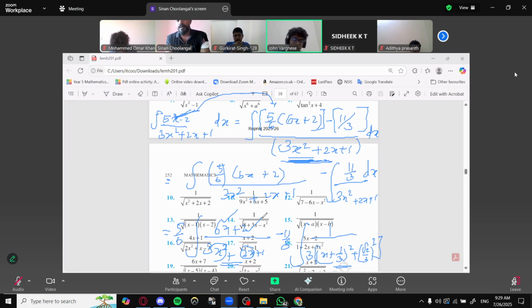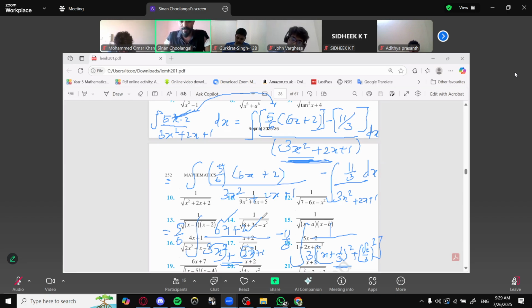Understand? Yeah, the derivative of 3x square is what, my dear? 6x. Yeah, it is there in the numerator, isn't it? Yes, sir. The derivative of 2x is what? 2. That is also there in the denominator. For bringing this into the picture, we applied the first step.